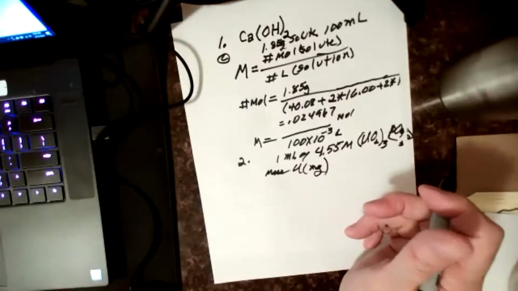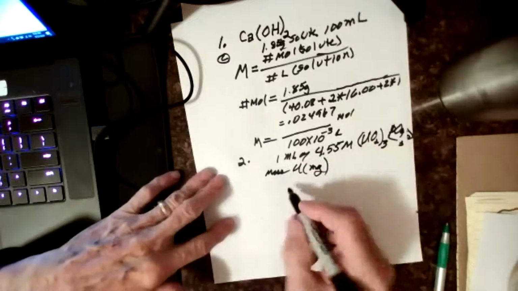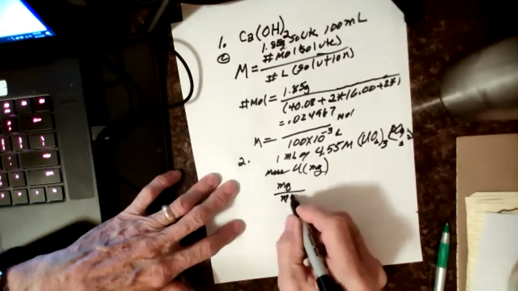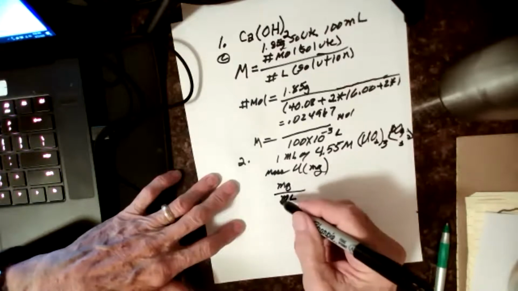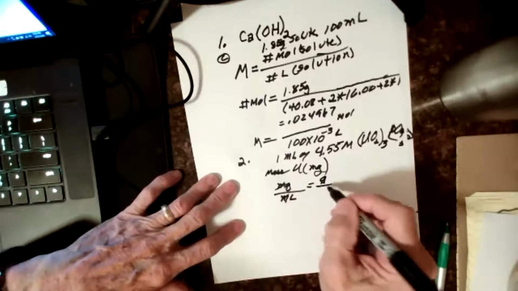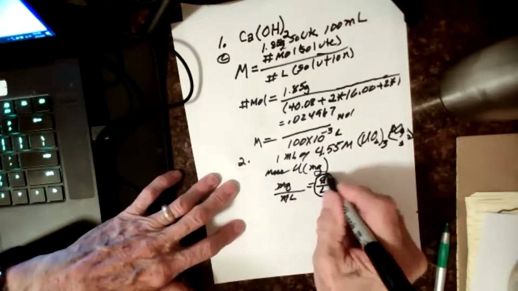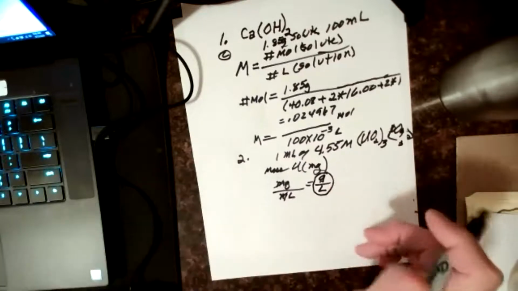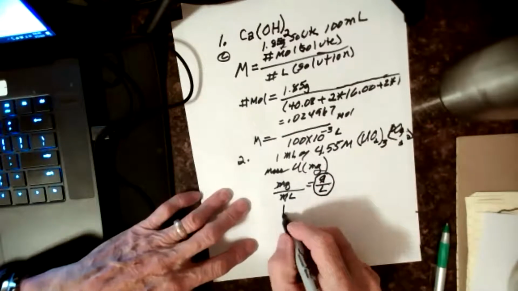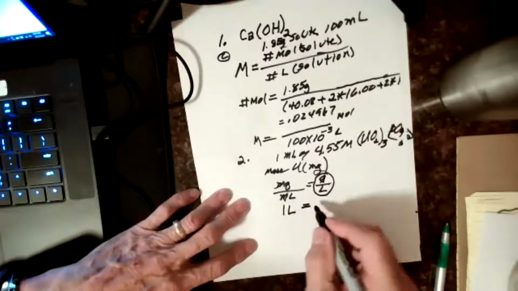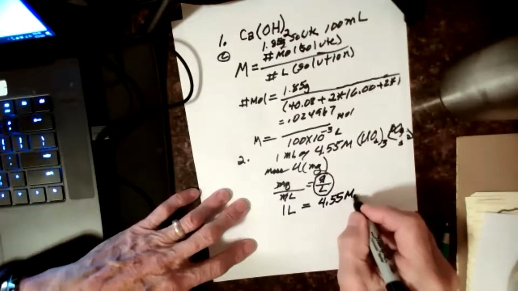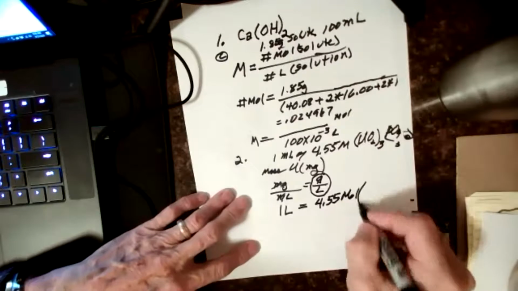Now, I want to show you if I had milligrams per milliliter. That's what we want, right? The millis would cancel. That's going to be the same thing as the grams per liter. And that's easier to calculate and less likely to make a mistake. So suppose I had 1 liter of that solution. If I had 1 liter, then what would I have? I would have 4.55 moles in 1 liter of that compound.